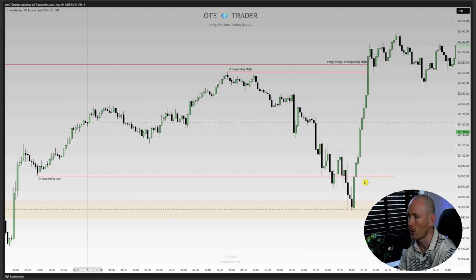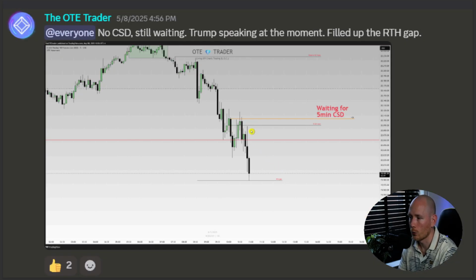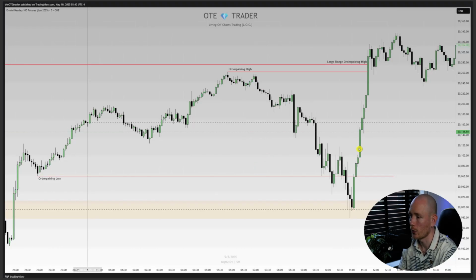And we hit the key level. And then here's my call out that we're waiting for the 5-minute CSD, and then it should deliver price higher. And you can see after the CSD happened over here, it just pumped up and took out all those highs. So that's a clean setup in itself.